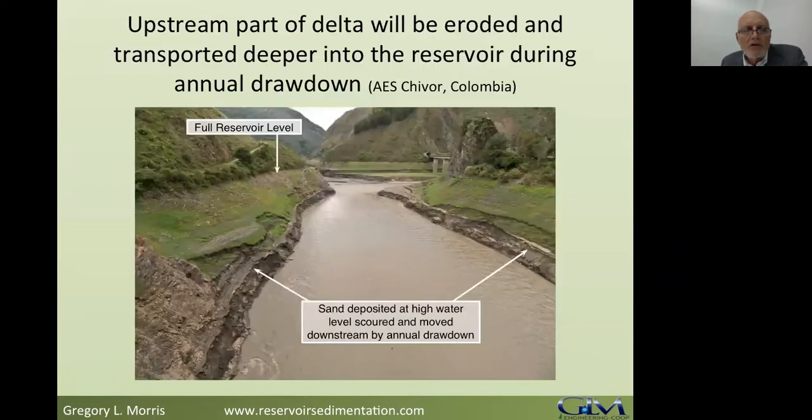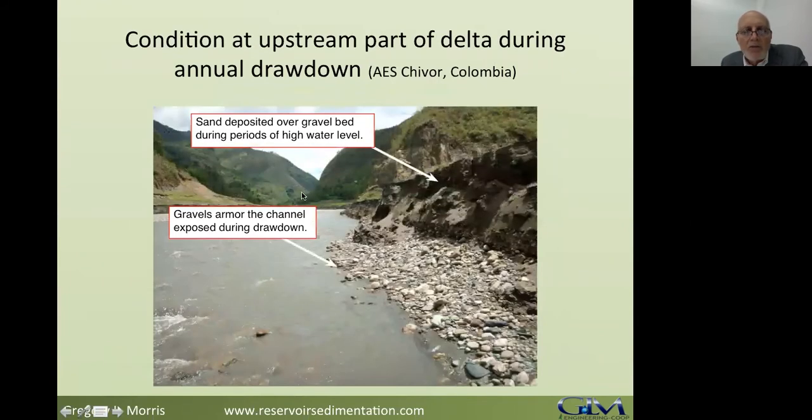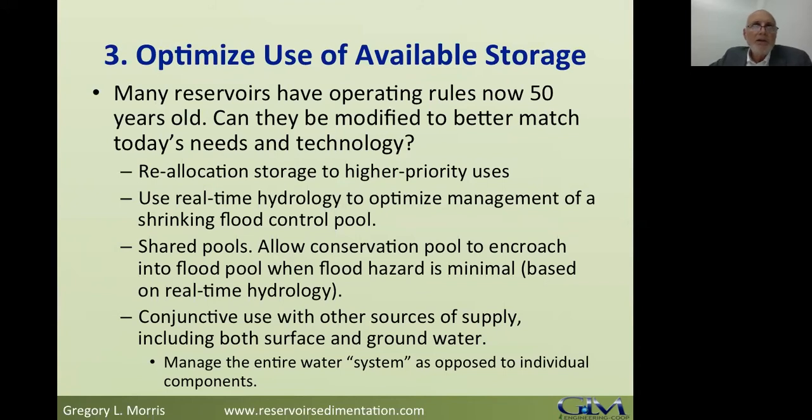This is a photograph of Chivor showing the very upstream portion. You can see when they draw the reservoir down on the annual drawdown, all the sediment gets scoured from the top of the delta and moved downstream. So as you operate the reservoir, you're moving these delta sediments closer and closer to the dam. By gradually increasing the minimum operating level, you can keep them away from the dam. This is only a slowdown technique. It doesn't reduce the rate of sediment deposition in the reservoir, but it'll help avoid the problem for as long as possible.